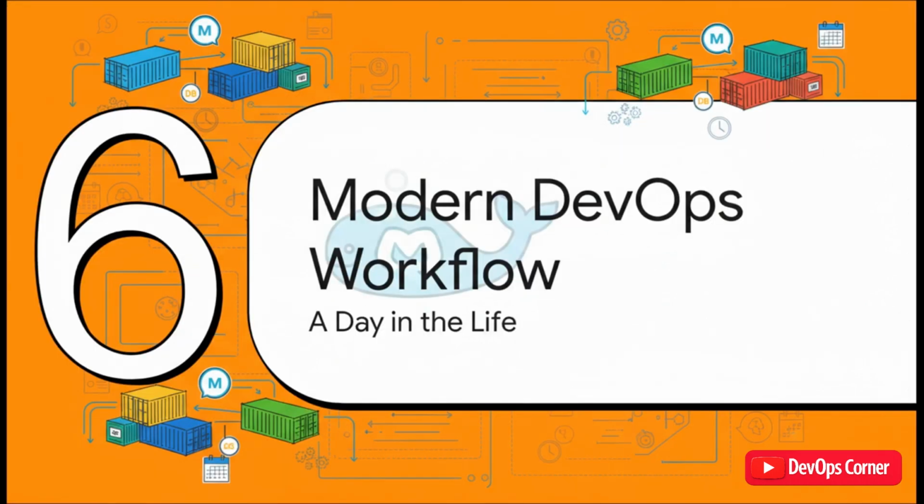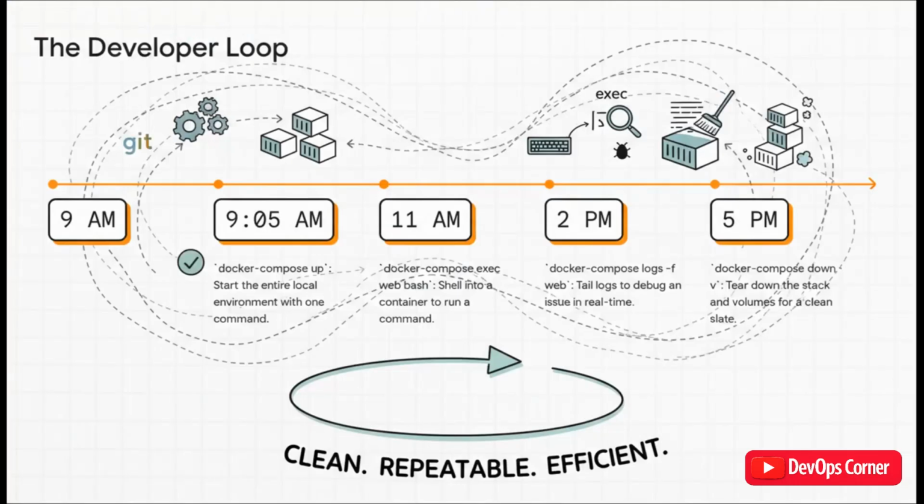Okay, we have covered a ton of ground. We know the what, the why, the how. So let's put it all together. What does this actually look like, day to day, for a developer on a modern team? This right here, this is the daily loop. And it is beautiful. You start your day, you git pull, and then one command, docker compose up, brings your entire world to life, perfectly identical to everyone else on the team.